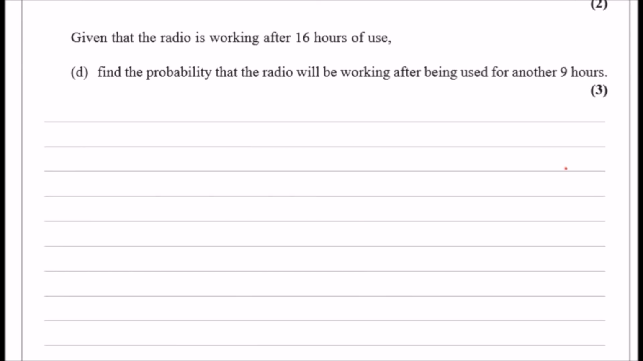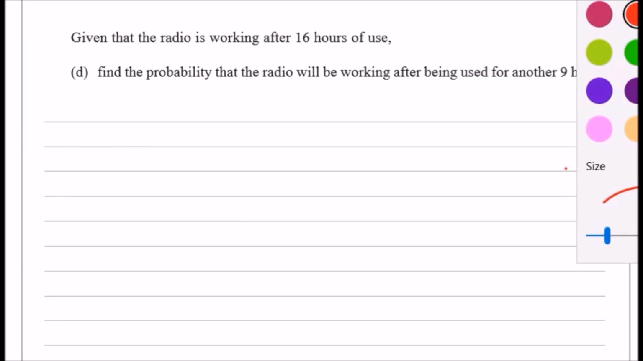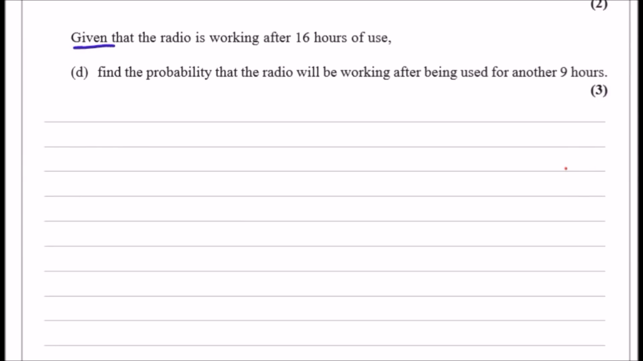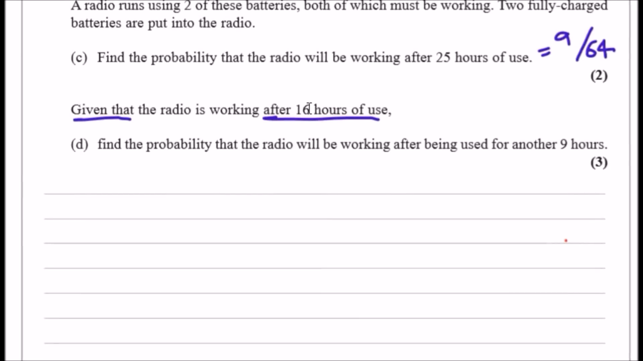And here we go, the final part, part D. Let's see. Given that the radio is working after 16 hours, find the probability that the radio will be working after being used for another 9 hours. So first thing to notice is that we're using a given that question. Every time you have a given that question, we know that the probability is going to be on the bottom half of the fraction. And it says after 16 hours, so this is immediately x greater than this variable.